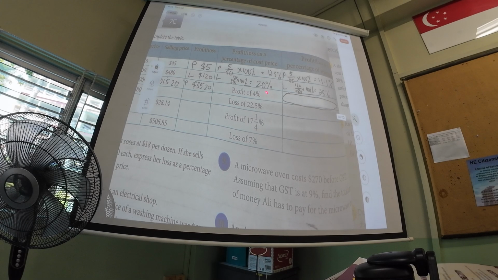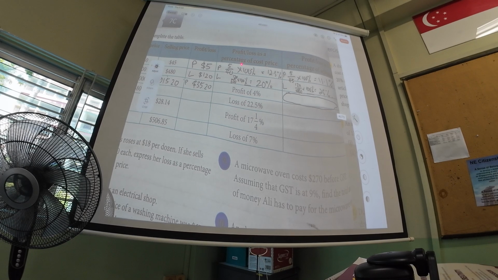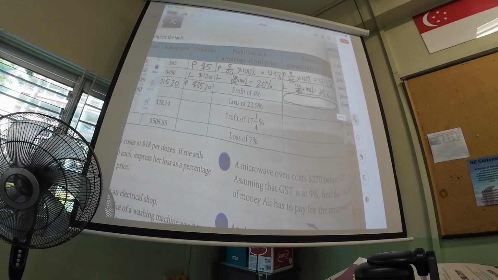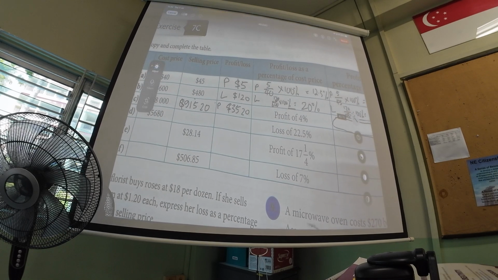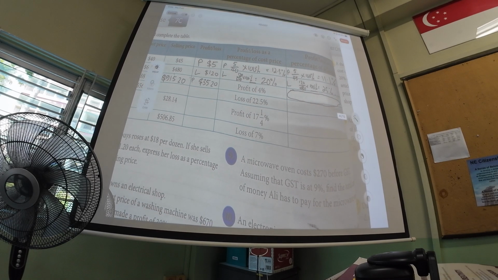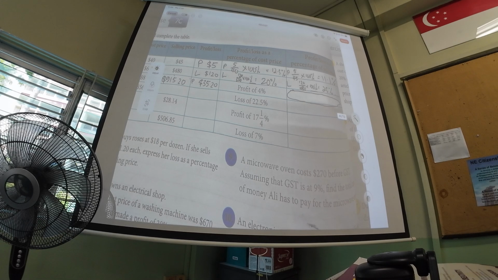So this 4% of profit is when it is compared to the cost price. Now they want you to find the profit as a percentage of selling price. So the profit has no change. The profit is still 3520. So how do we find this as a percentage of selling price?